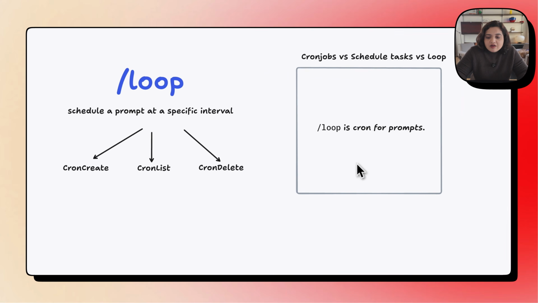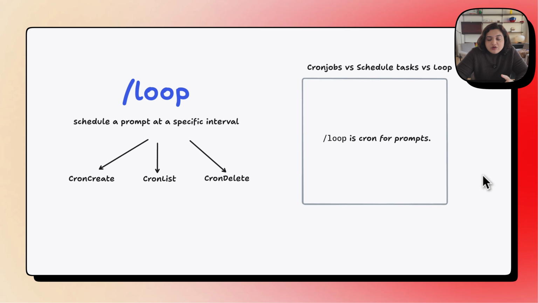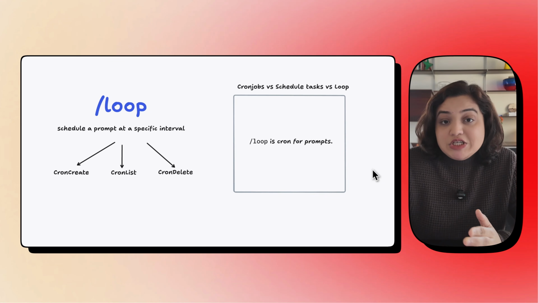Versus loops are in fact cron for prompts. So they will run in your session, in your terminal, in your VS Code Claude Code plugin, and it will die automatically when everything closes or you shut down your machine. So that's the main difference that you need to keep in mind when you're running loops versus cron jobs.